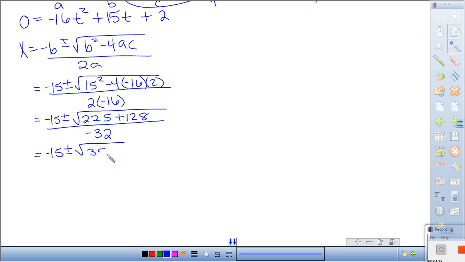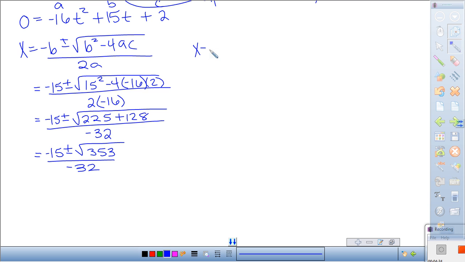353 divided by negative 32. Now, I'm pretty sure this is not a perfect square, but go ahead and check in your calculator. What's the square root of 353? It's some decimal, 18.78829423. So let's go ahead and split it up now.